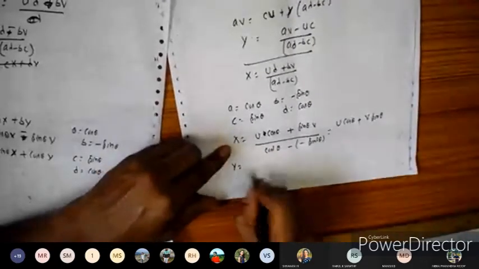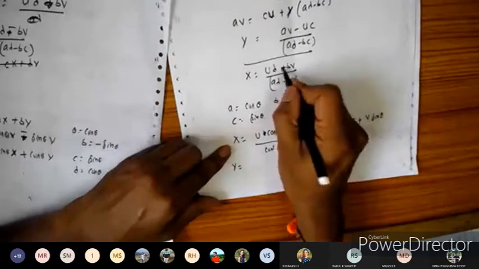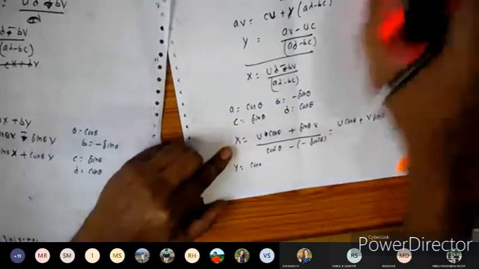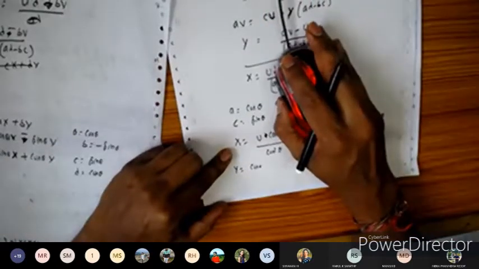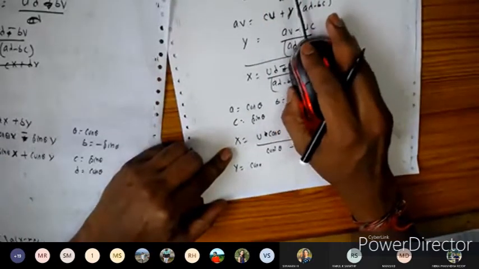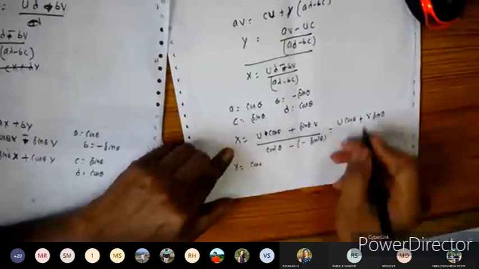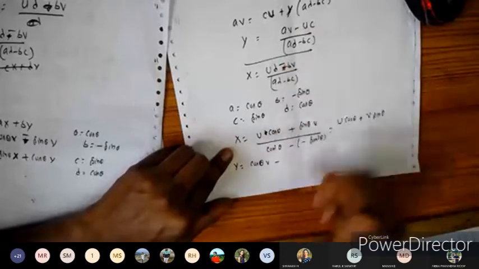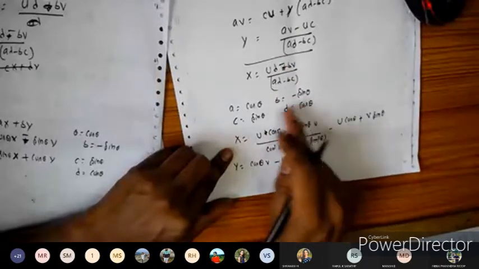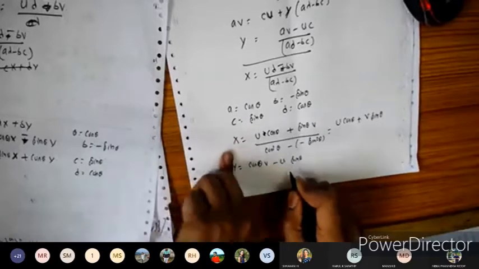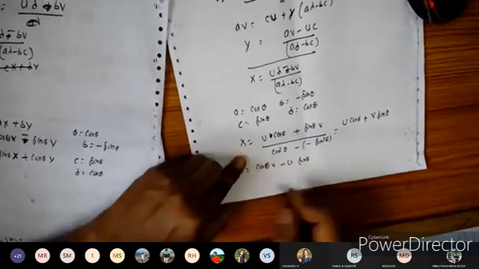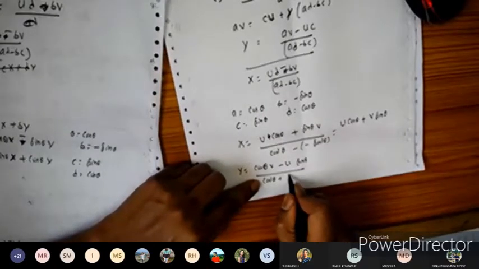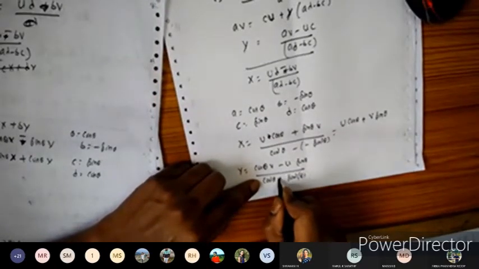So similarly, the value of y is equal to, so this is minus here, a into v. So a is nothing but cos theta, and v we are going to keep like that only. V minus u into c, and c is nothing but sin theta. Divided by, in the denominator we have the same thing, so it is cos square theta plus sin square theta.